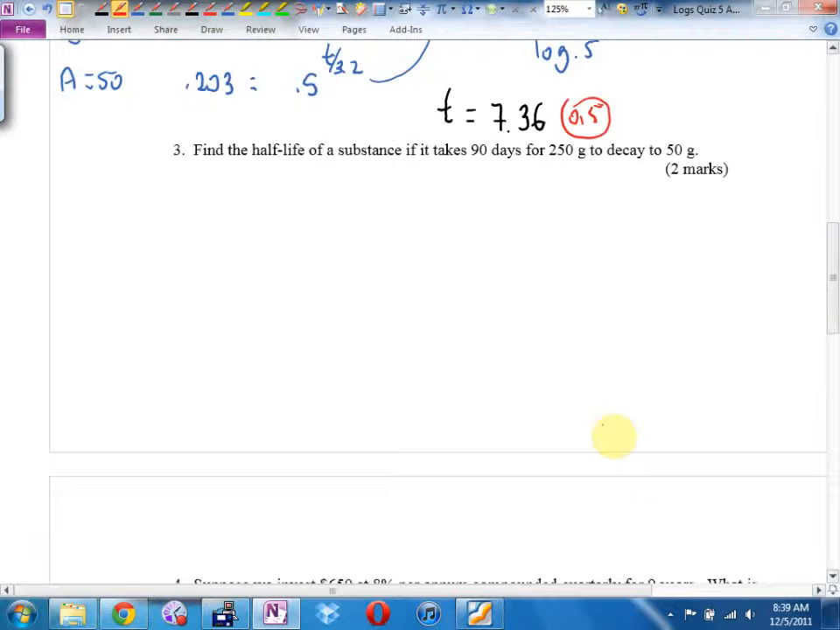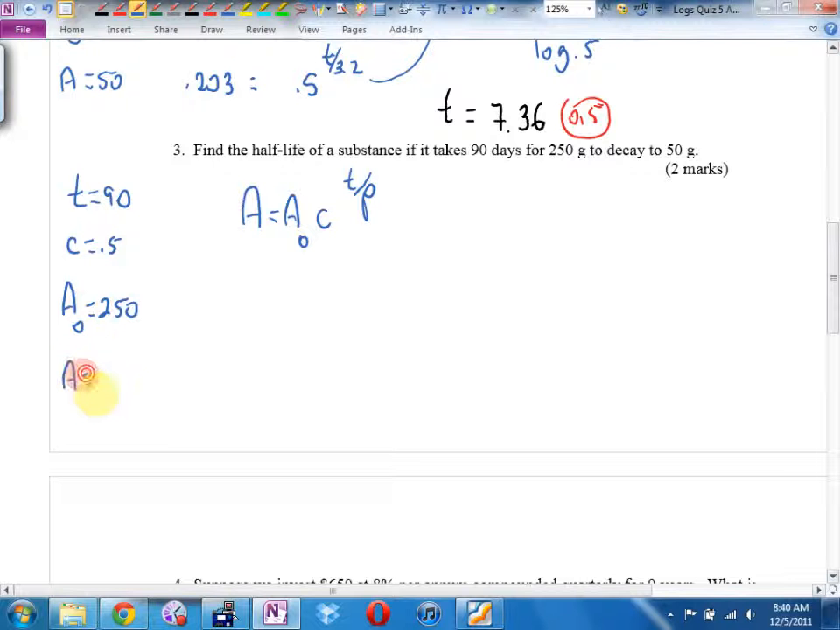Find the half-life of this. Oh. Half-life? This time they're asking me to find the half-life. They're asking me to find P. That means T is 90. It's a half-life question, so C by definition is 0.5. Initial amount is 250. Final amount is 50. It's going to look like this.